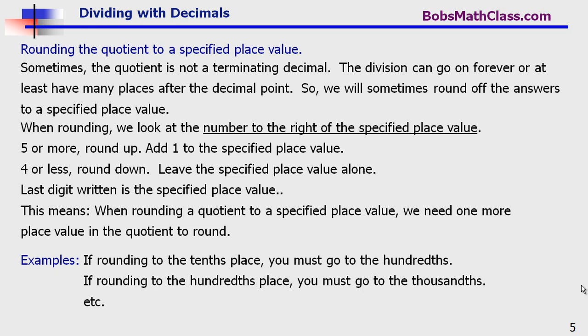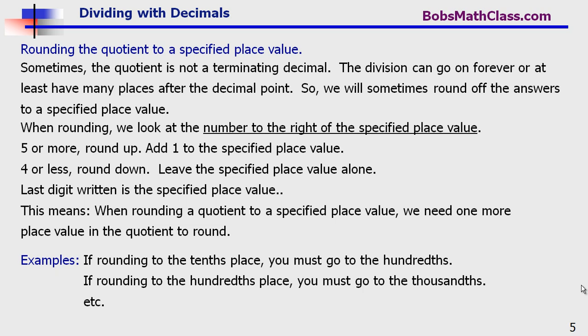So this means when rounding the quotient to a specified place value, we need one more place value in the quotient to round. Okay, so that means we're going to need to look at the number to the right of whatever they're telling us to round to. So here's some examples.